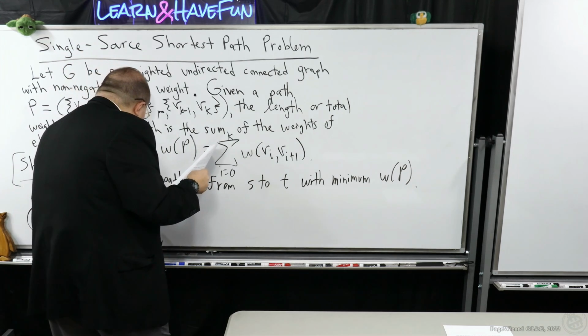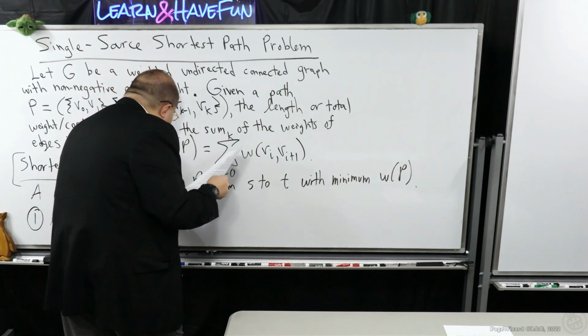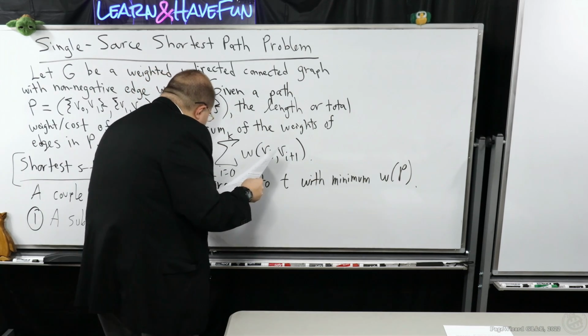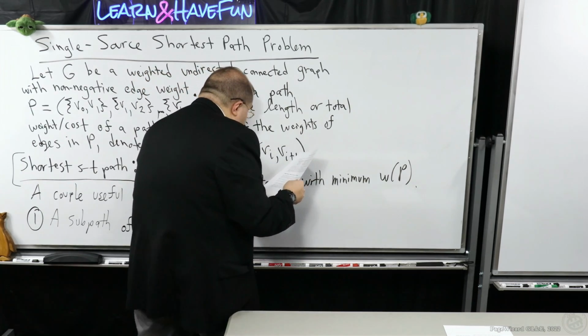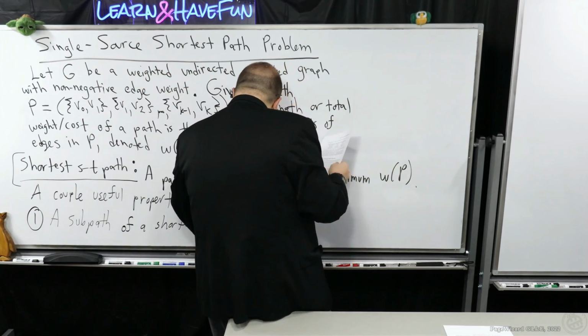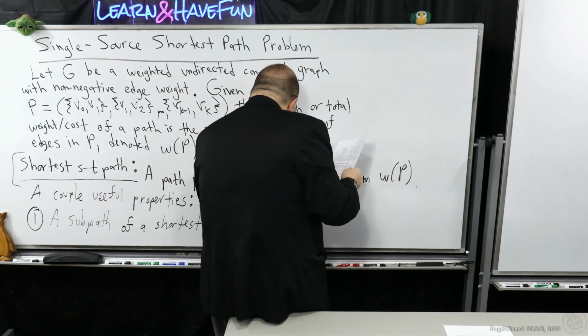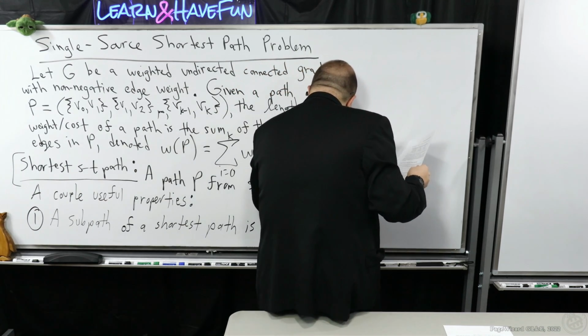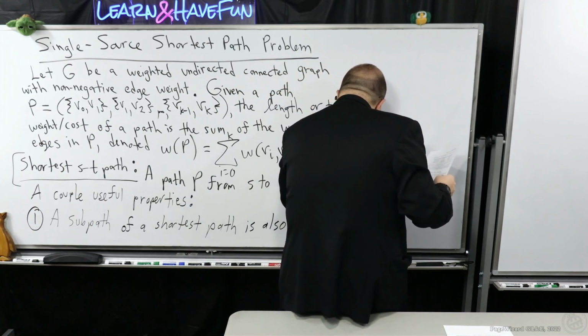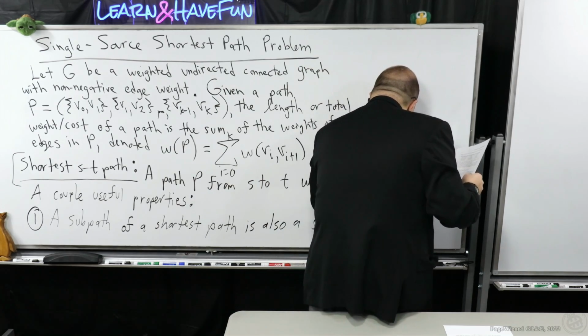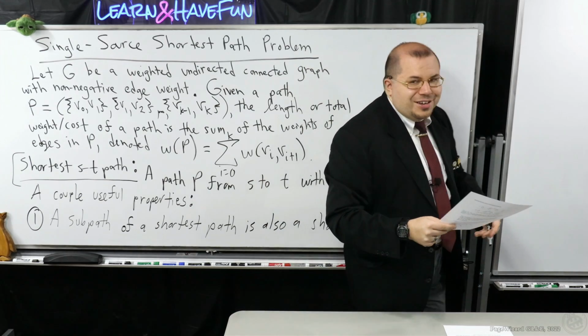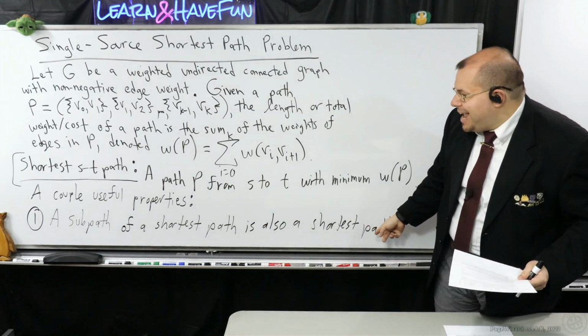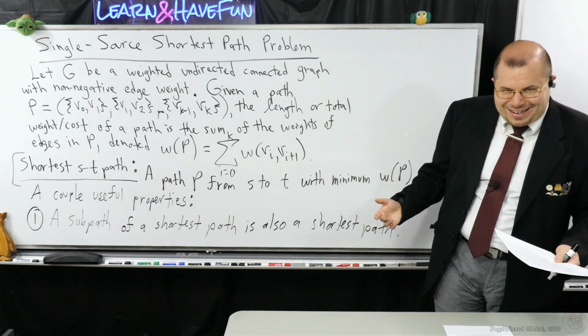A subpath of a shortest path is also a shortest path. So that's the first one. Now, you shouldn't let me get away with just saying this without any discussion.